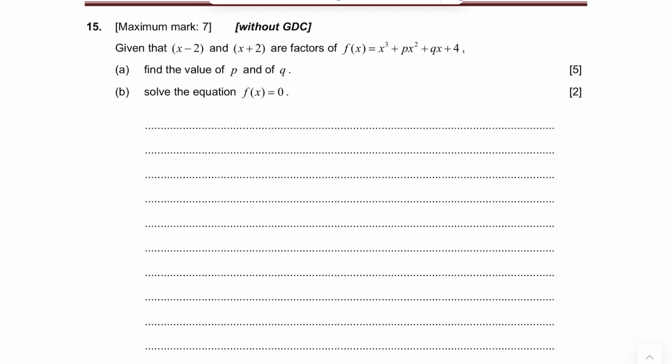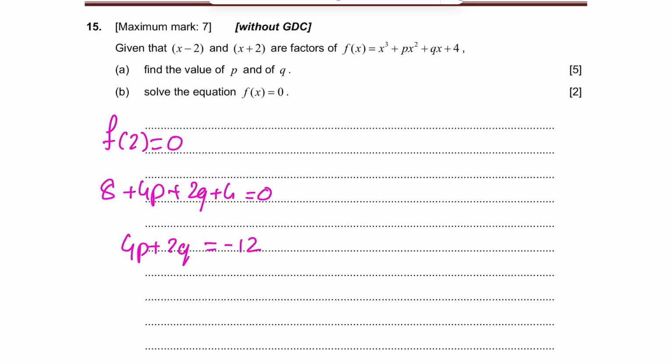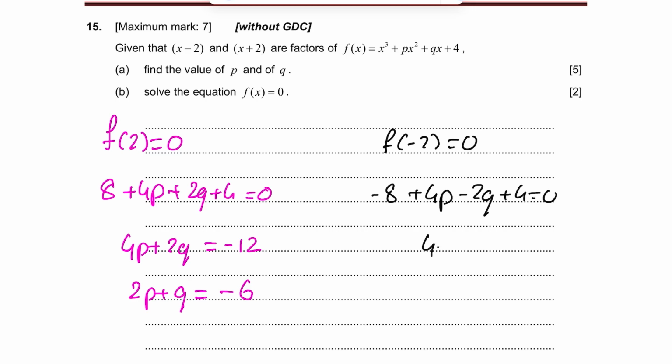Question number 15. Given that x minus 2 and x plus 2 are factors, what does it mean by factors? f of 2 should be equal to 0. So it becomes 8 plus 4p plus 2q plus 4 should be equal to 0. So it is 4p plus 2q equals negative 12. So 2p plus q equals negative 6. And f of negative 2 is also equal to 0. So it becomes negative 8 plus 4p minus 2q plus 4 equals 0. 4p minus 2q equals 4. 2p minus q equals 2.